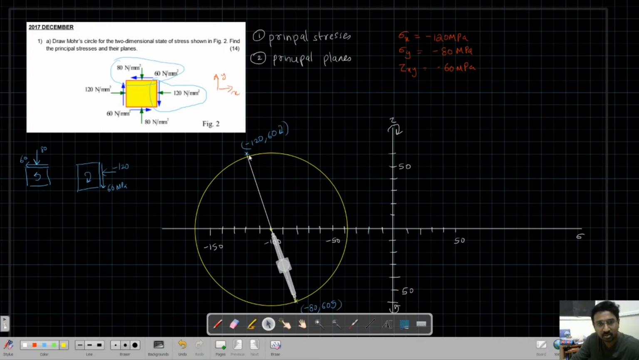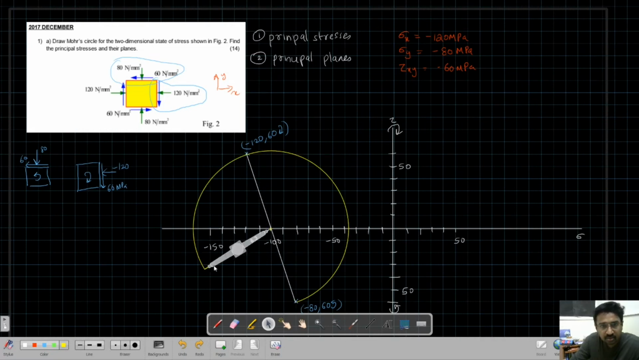Okay, this should have been passing through this point. Maybe there is a slight issue with my compass. Let me see. I think we can manage this, we are just trying to understand. Okay, slightly better, not perfect, but fine. So this is my Mohr circle. I have the diameter, and I have the radius.